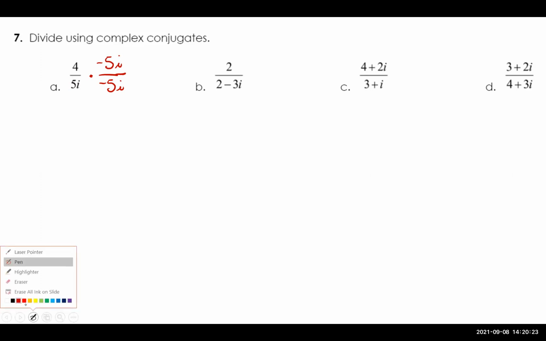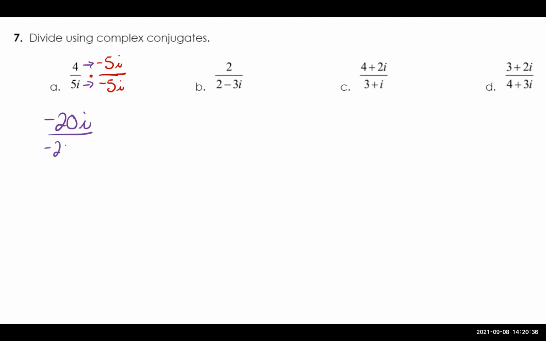And then to multiply these fractions, you're just going to multiply across. So 4 times negative 5i would be a negative 20i. 5i times negative 5i. 5 times negative 5 is a negative 25. And i times i is i squared. Reducing this, we know i squared is equal to negative 1. So we have negative 20i, and then negative 25, and we know this is a negative 1.